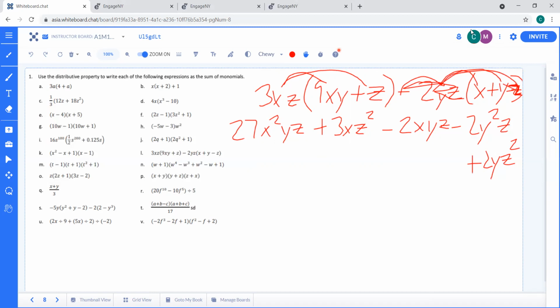So do I have an x squared yz? I do not. Do I have an xz squared anywhere else? I do not. Do I have a minus 2xyz? Nope. So I don't have any like terms. That's just it right there. That would be the answer.